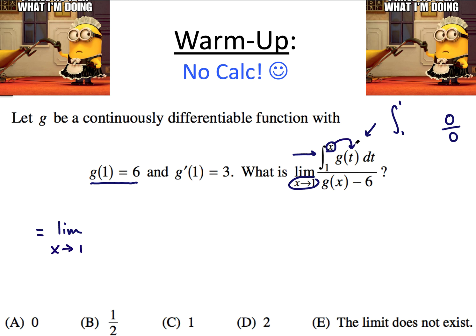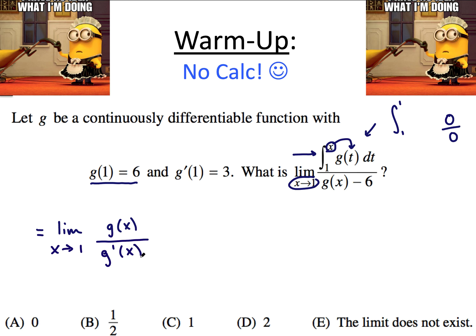If I take x and plug it in for t, I literally get g of x. Then if I multiply by the derivative of the upper bound, that's just 1, so that's not going to change g of x at all. Then if I take a derivative in the denominator, the derivative of g would be g prime, and the derivative of negative 6 would go to 0. So I'd be left with an expression like this.